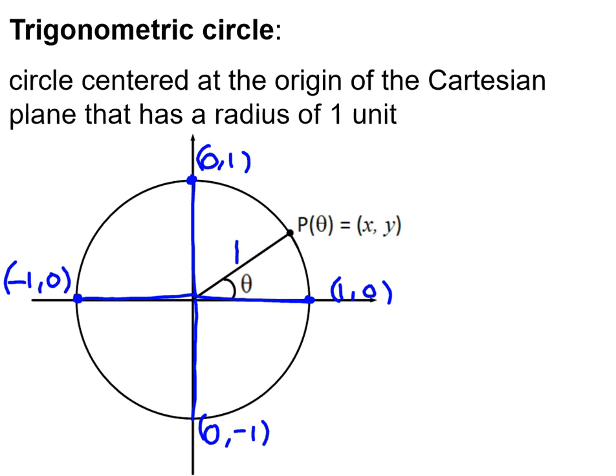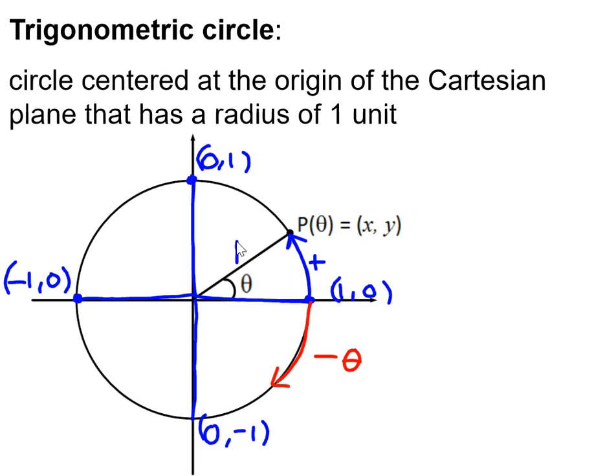When we're going to look at angles on this, we're going to always start from the point (1, 0), and we're going to move up like this. This is going to be positive angles, and when we go down like this, that is going to be negative angles.